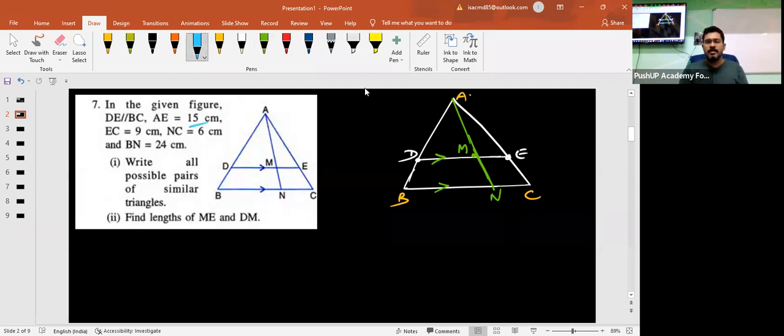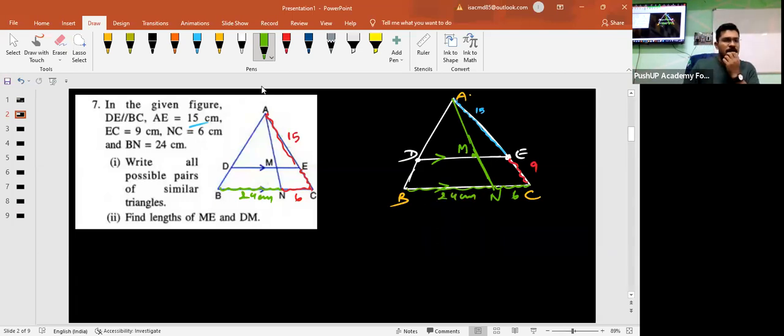AE is how much? 15 centimeter. So this portion is 15. I'll label it here also. Then EC is 9. This portion is 9. Then NC is 6 centimeter. BN is equal to what? 24 centimeter. Right. I have labeled all the values. This is your 6 centimeter and this is your 24 centimeter.